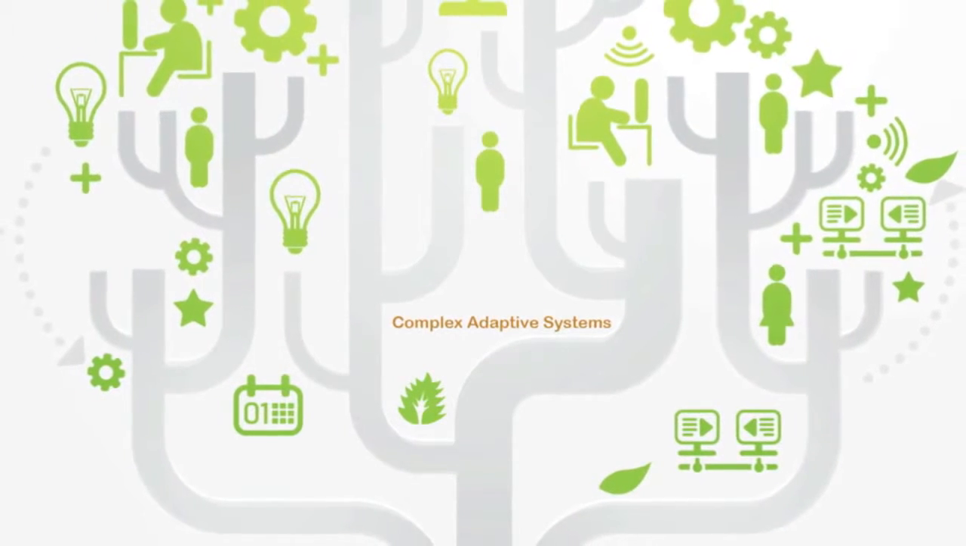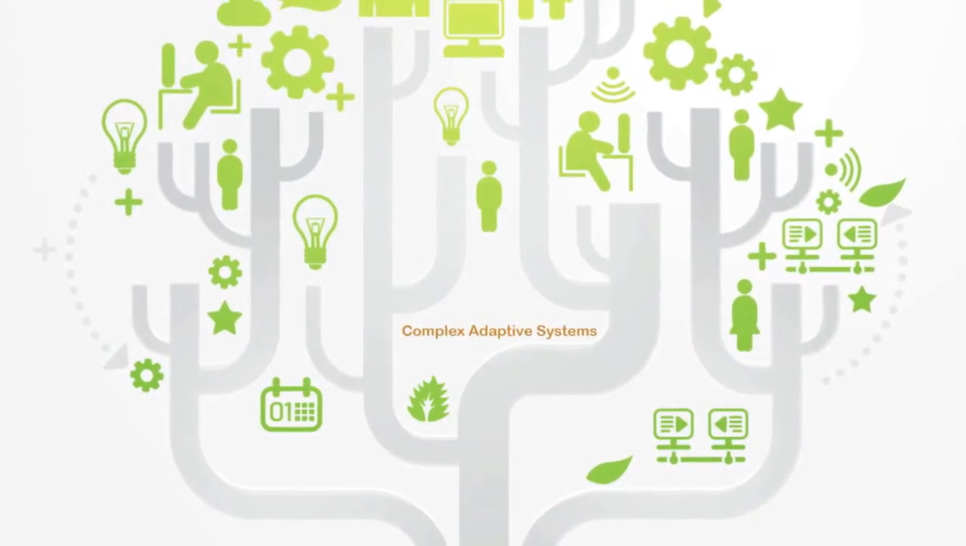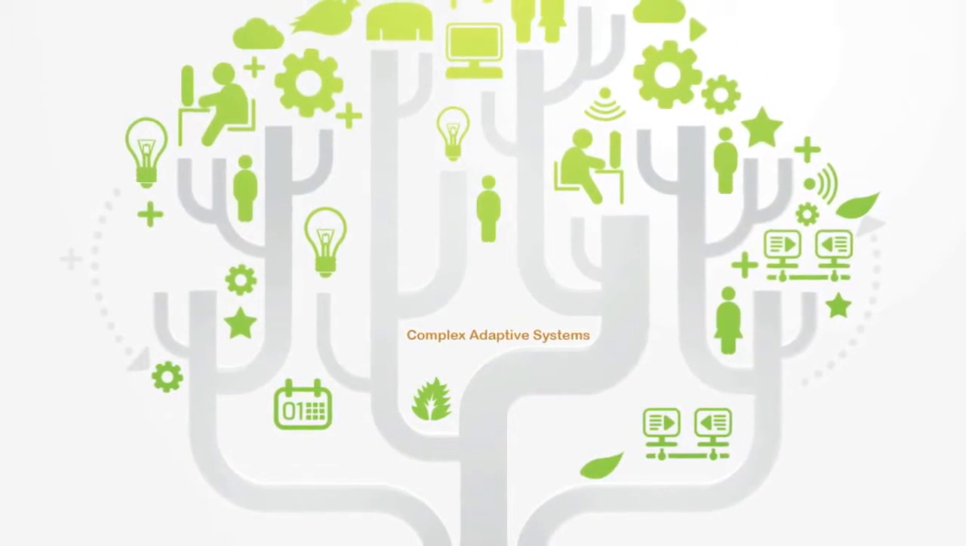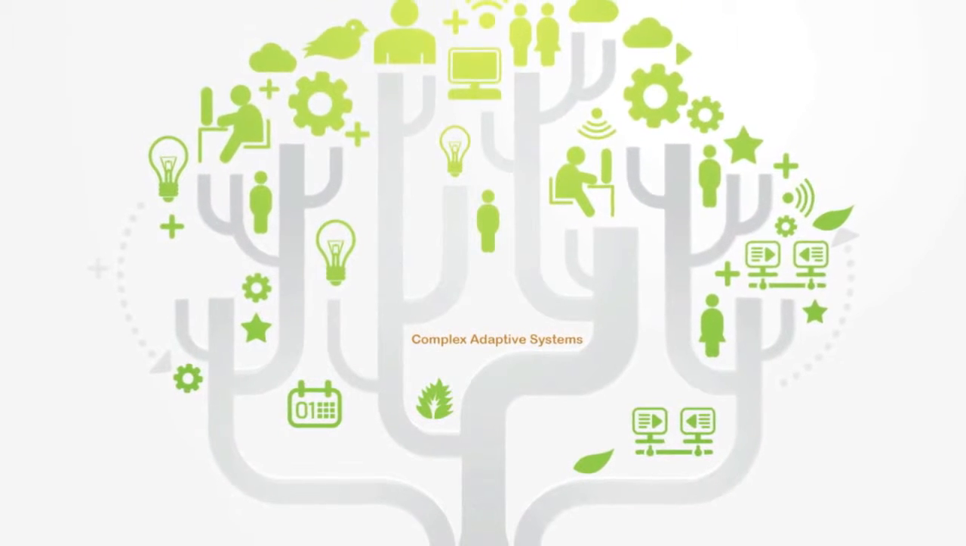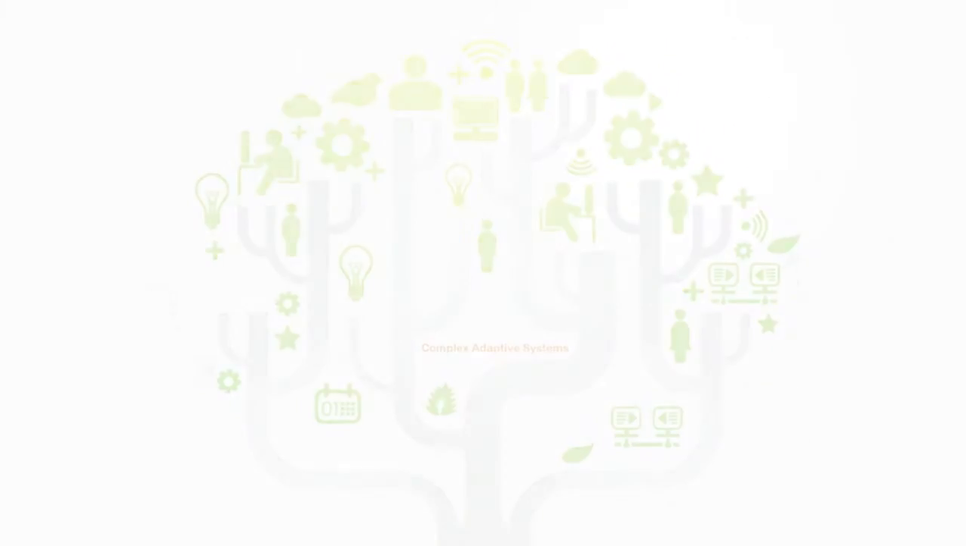Complex adaptive systems are systems composed of multiple diverse elements that are capable of adaptation and thus can evolve over time to exhibit highly complex behavior. But let's start from the beginning by talking a bit about adaptation.